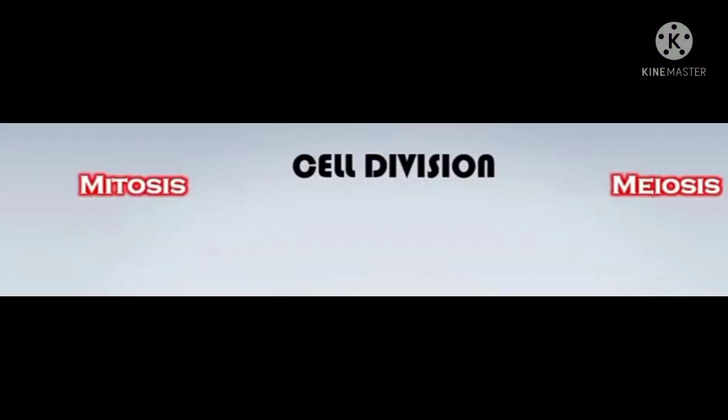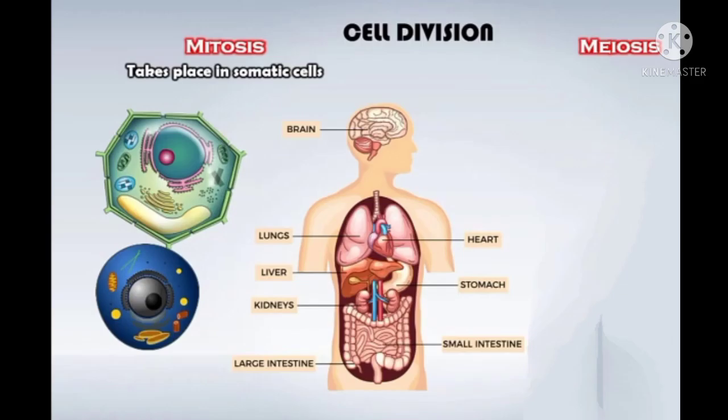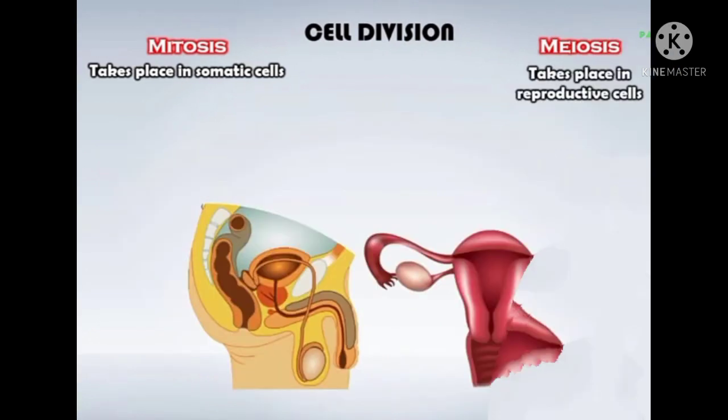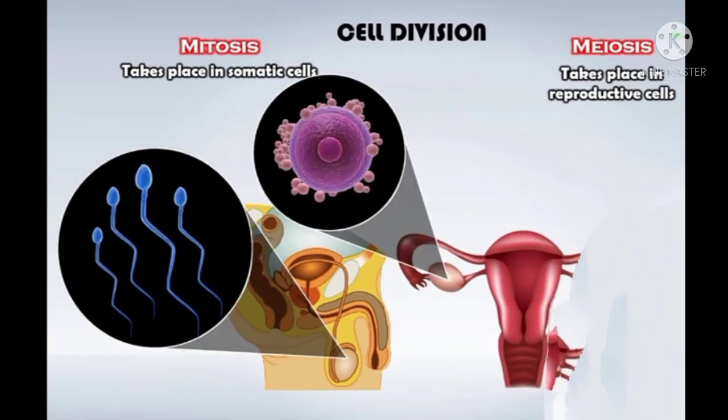There are two types of cell division, mitosis and meiosis. Mitosis occurs in somatic cells and stem cells of the body, whereas meiosis occurs in germ cells, that is reproductive cells, sperm in testes and ovules in ovaries.